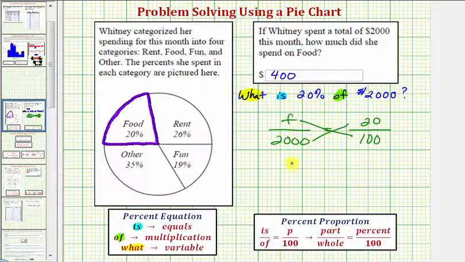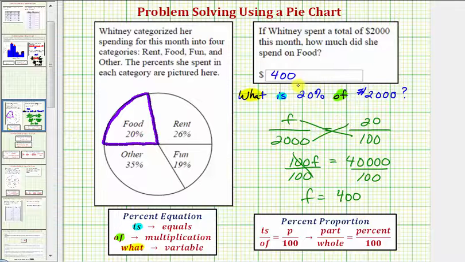Well, f times 100 is 100f. 2,000 times 20 is equal to 40,000. Divide both sides by 100. Simplifying, we get f equals, again, 40,000 divided by 100 is 400. So regardless of the method, of course, we get the same result. Whitney spent $400 on food this month. I hope you found this helpful.